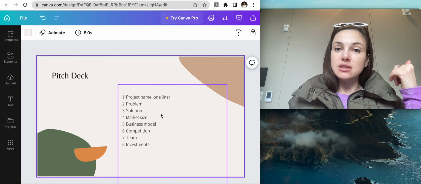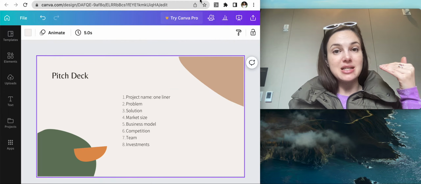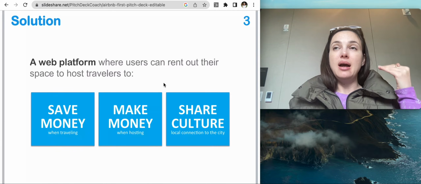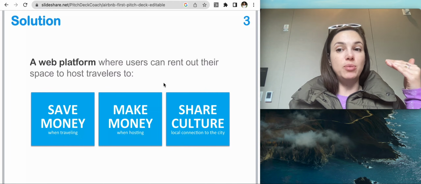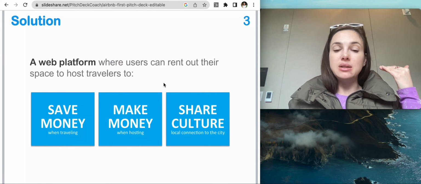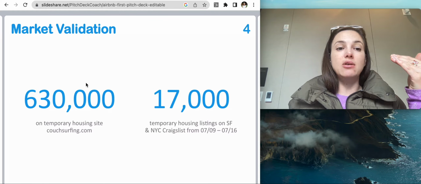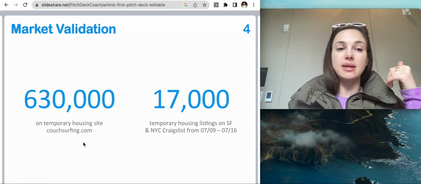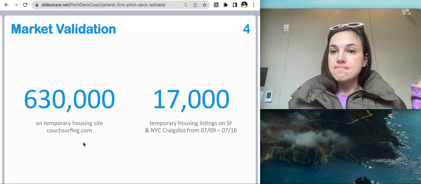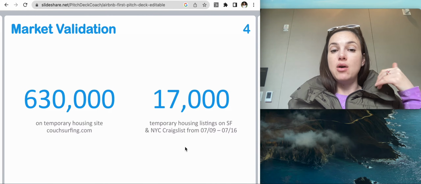After you explain that, you have to show that actually the market that has this problem is huge. Because you remember, angel investors and venture investors, they are interested in big problems. They are not interested in small problems. And here, Airbnb founders say that there are that many people that browse at couchsurfing.com. It was their competitor back then, and they are looking for apartments to stay at. And there are that many listings on Craigslist.